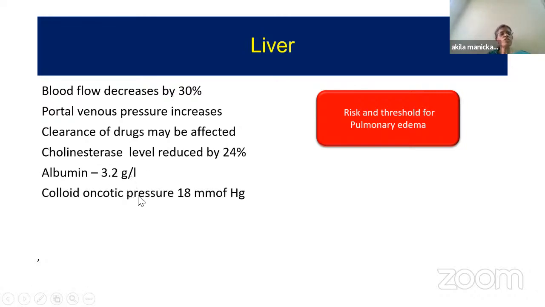And because of which the colloidal oncotic pressure decreases to 18 millimeters of mercury. So these patients are more prone to pulmonary edema. One, there is an increased plasma volume and the hydrostatic pressure is more. Second, the colloid oncotic pressure is less. And there can be leaky capillaries in addition if they are having PIH and all those things.